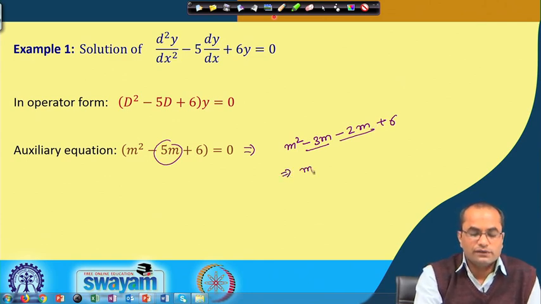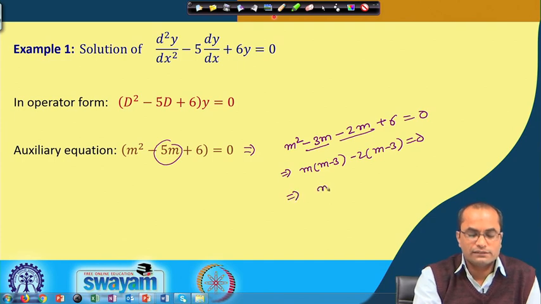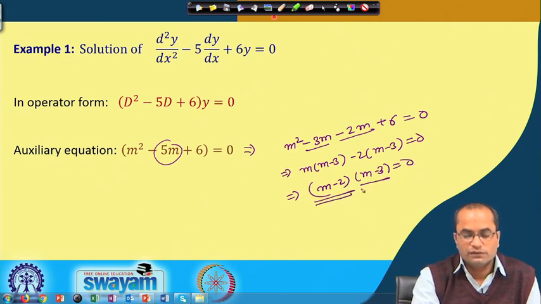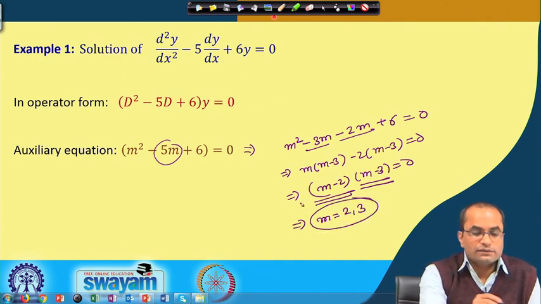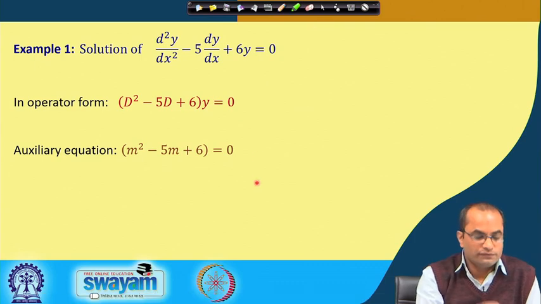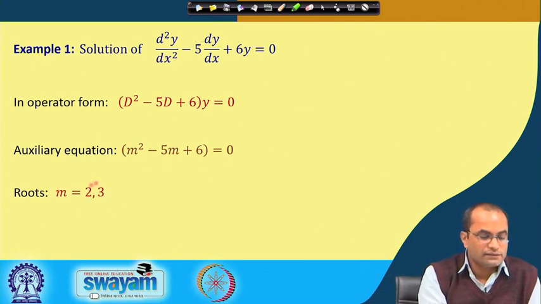So, this will give now m into m minus 3 and minus 2 times m minus 3. So, we will get these factors as m minus 2 and m minus 3 is equal to 0. So, we got the solution m is equal to 2 and m is equal to 3. That is the roots of this auxiliary equation, 2 and 3.